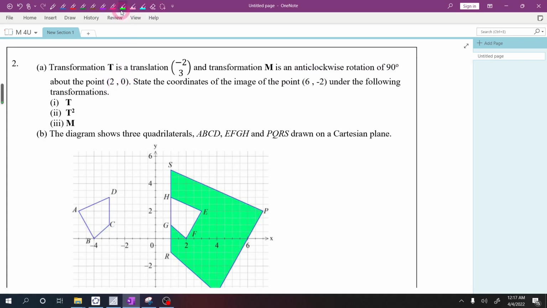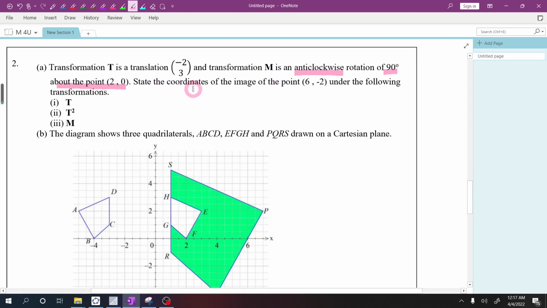So always remember, when you want to describe a rotation, you need to mention 3 things: direction, angle, and the center. But if the rotation involved is 180 degrees, you don't have to mention the direction, because no matter whether it goes clockwise or anti-clockwise, both will give you the same image.